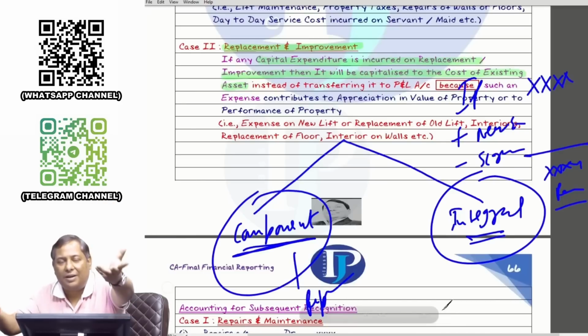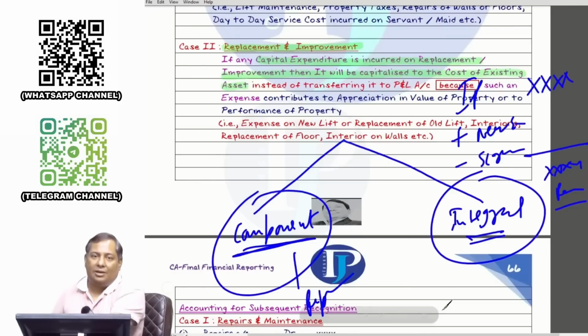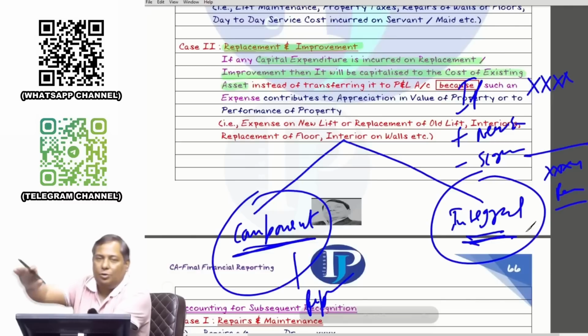The expense does not have its own life. So to find out the depreciation, you use what's left of the original life. In a component, own life, own depreciation. But in integral, the overall asset's remaining life.